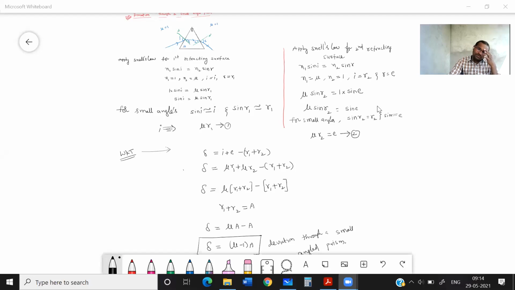Sometimes you may get one more question also. Directly write an expression for deviation through a small angle prism. You write directly this formula.